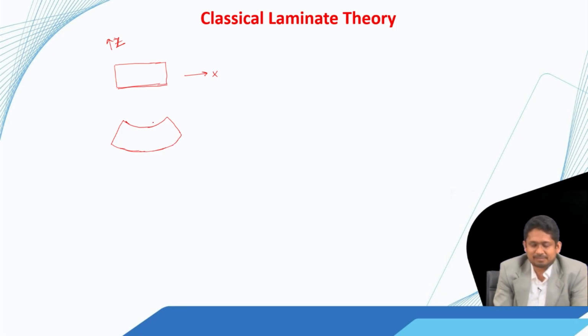Now, here we can see that at the top the initial length was this, and it experienced some reduction in the initial length, that means it experienced some compression. At the bottom the initial length was this and it experienced some extension here. So, the bottom part is under tension.